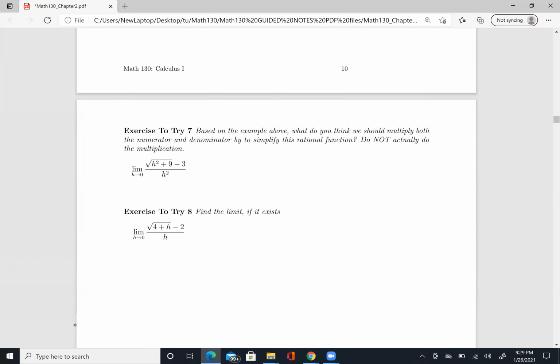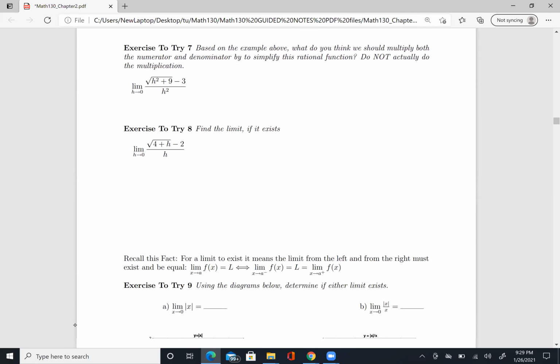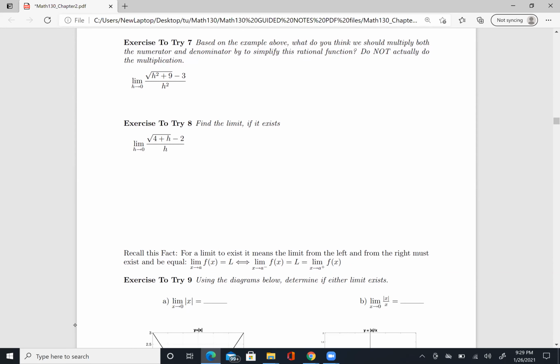Okay, let's move to the next. All right, so I would really like you guys to work on these two exercises, and we're going to group work together and put together these two exercises in class, right?